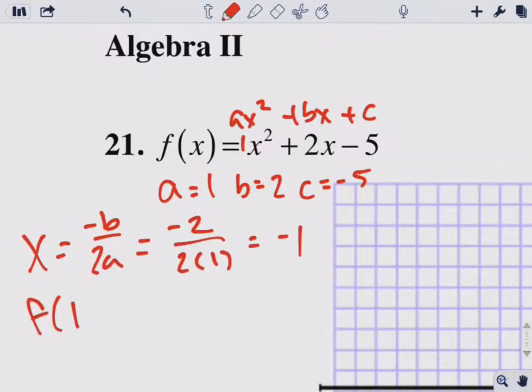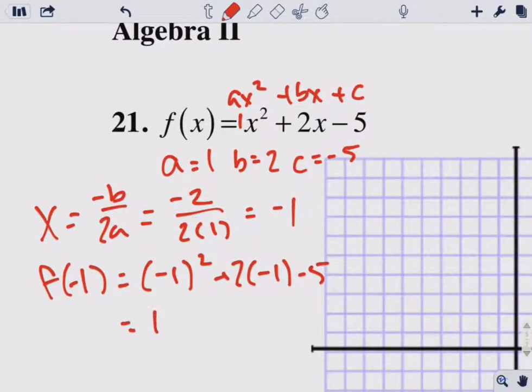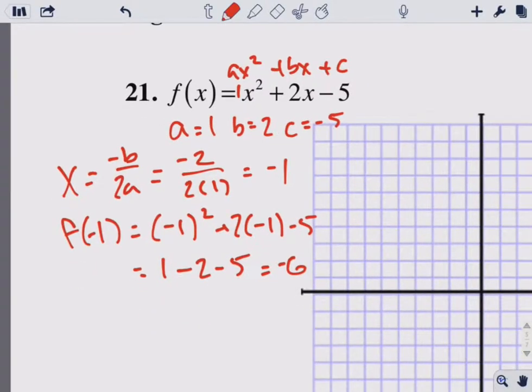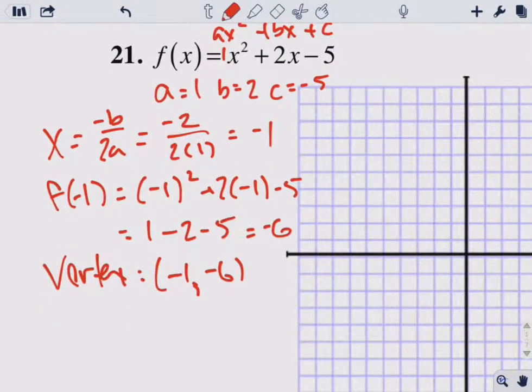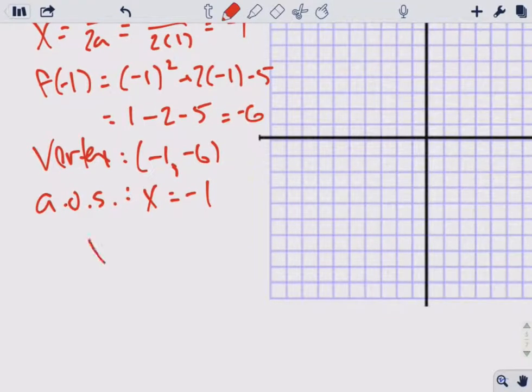And then we plug negative 1 in. I get negative 1 squared plus 2 times negative 1 minus 5. So that is 1 minus 2 minus 5, which is negative 6. So what's my vertex? My vertex is negative 1, negative 6. What's my axis of symmetry? It's x is equal to h. Make my table.